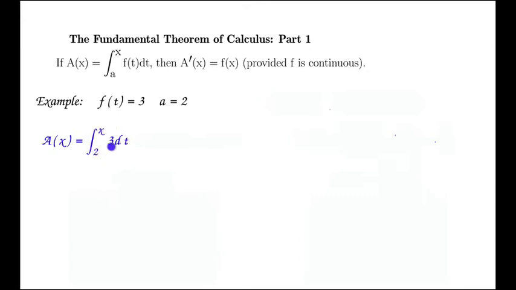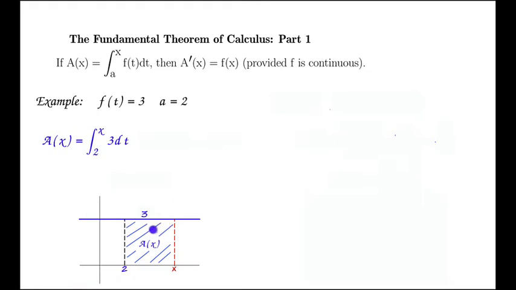To figure out what that is, we can use the area interpretation of an integral. We figure out what this area is. That's the integral from 2 to x of 3. Well, the base is x minus 2. The height is 3. So the area of this rectangle is 3 times x minus 2. So that's our answer. That's the accumulation function. That's the answer to this integral. That turns out to be 3x minus 6.